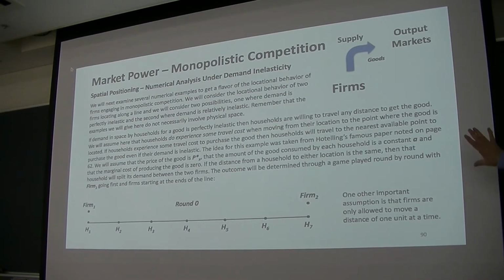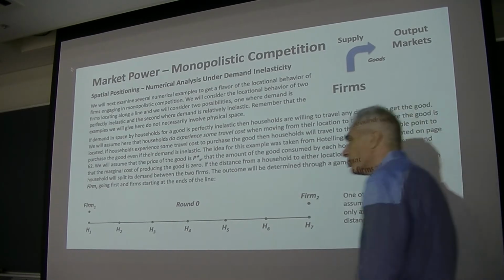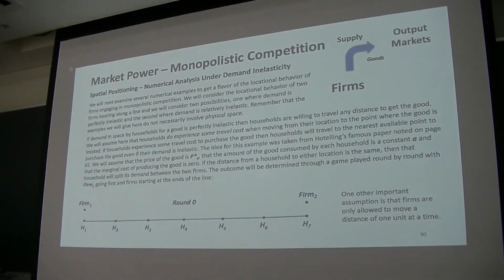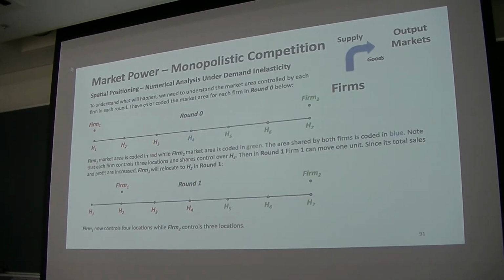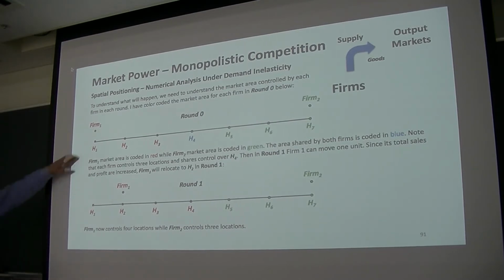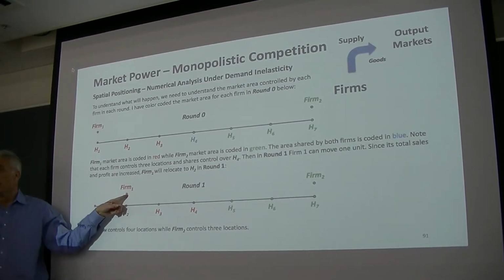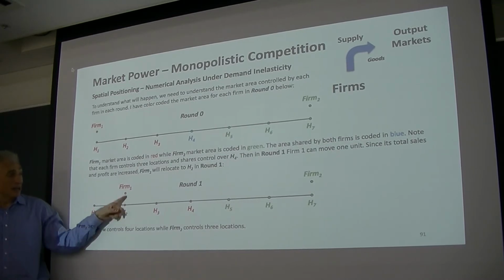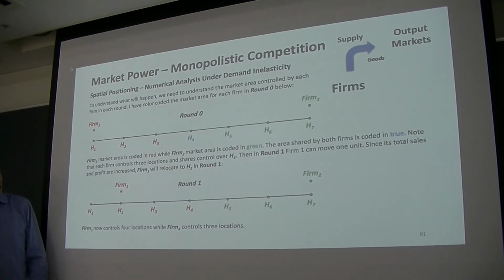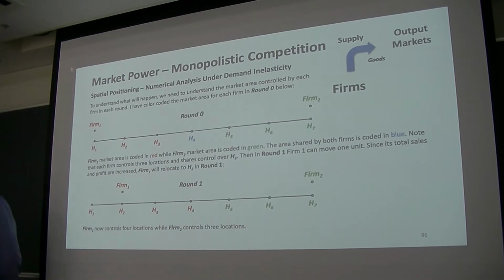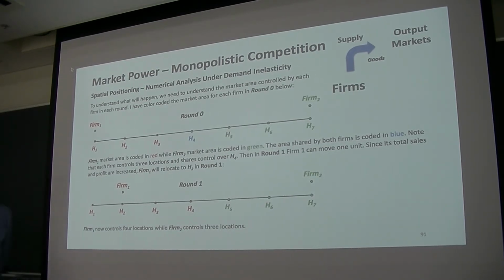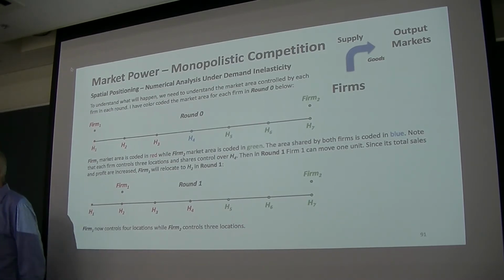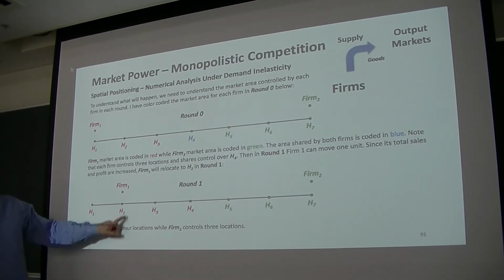So we're going to make those assumptions, and assume that the firms are only allowed to move one space at a time. We'll see what they do. At round 0, they're at the ends. Round 1, let's say firm 1 moves in. Of course, that's their optimal move. Not shocking. And we're also going to say that they control the market: whoever is closer controls that space.